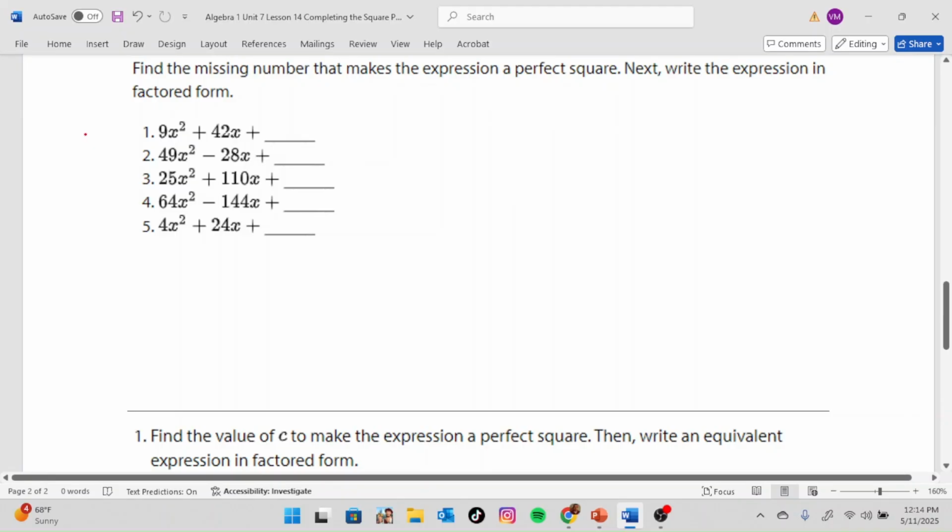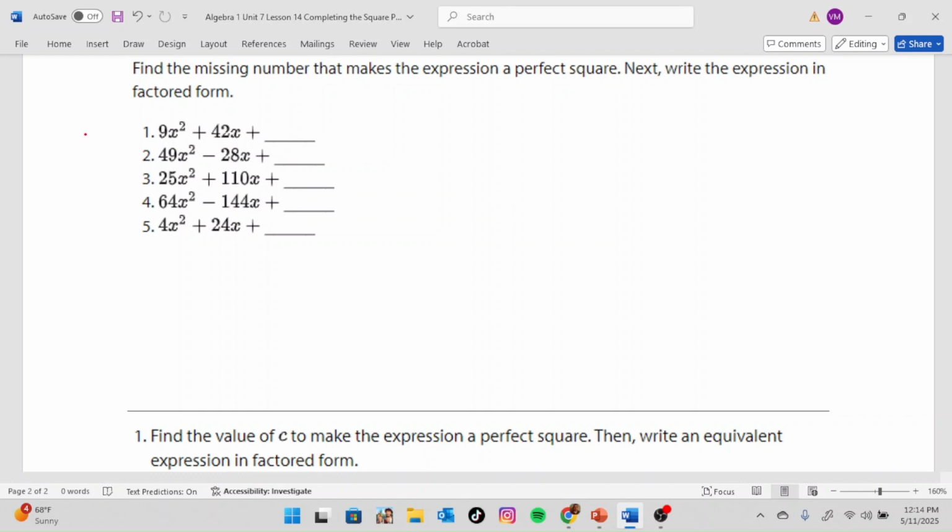Practice problem number 3 wants us to find the missing number that makes the expression a perfect square. Then write the expression in factored form. This is just like what we did previously, only now they want us to find the c term, and they're giving us the bx term.